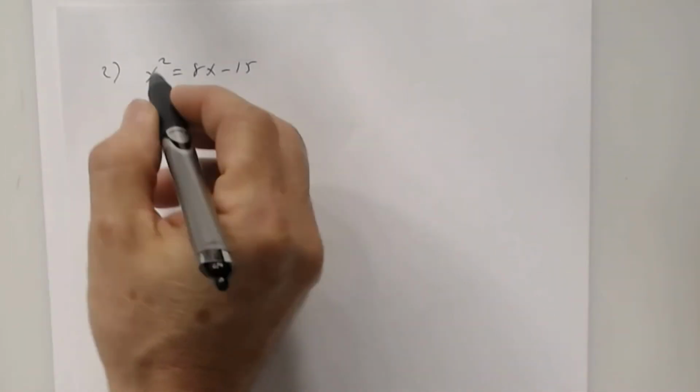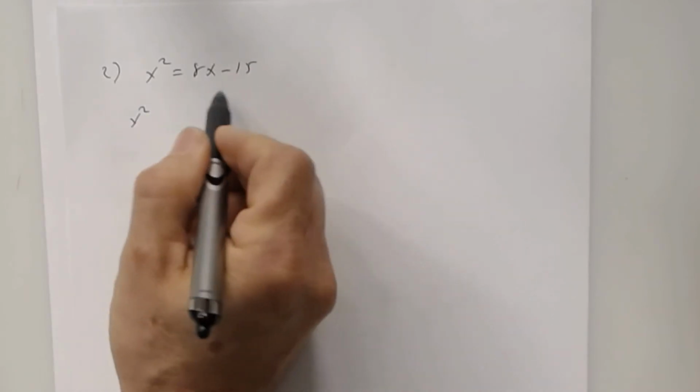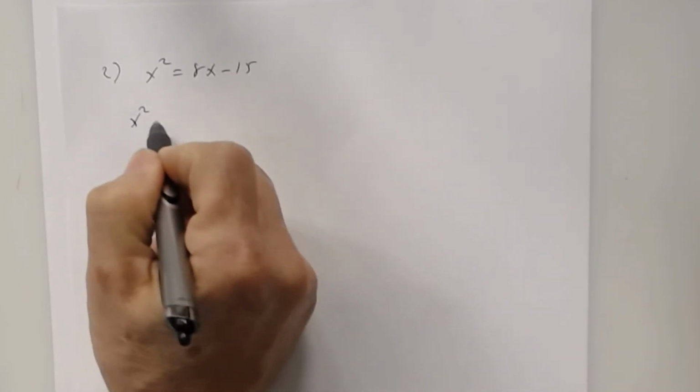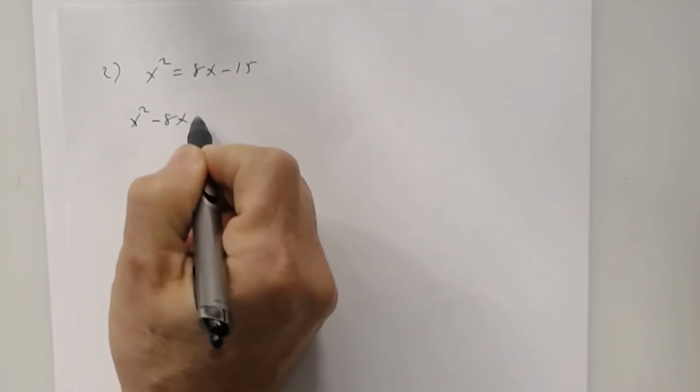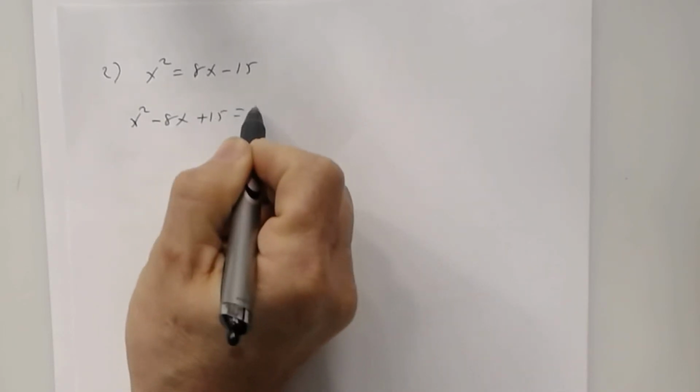All right, so you got to bring every term to one side. So let's bring every term to the left. So I'm going to have x squared. What will the rest become? Minus 8x. What else? Plus 15 equal what? 0. All right, and then you factor.